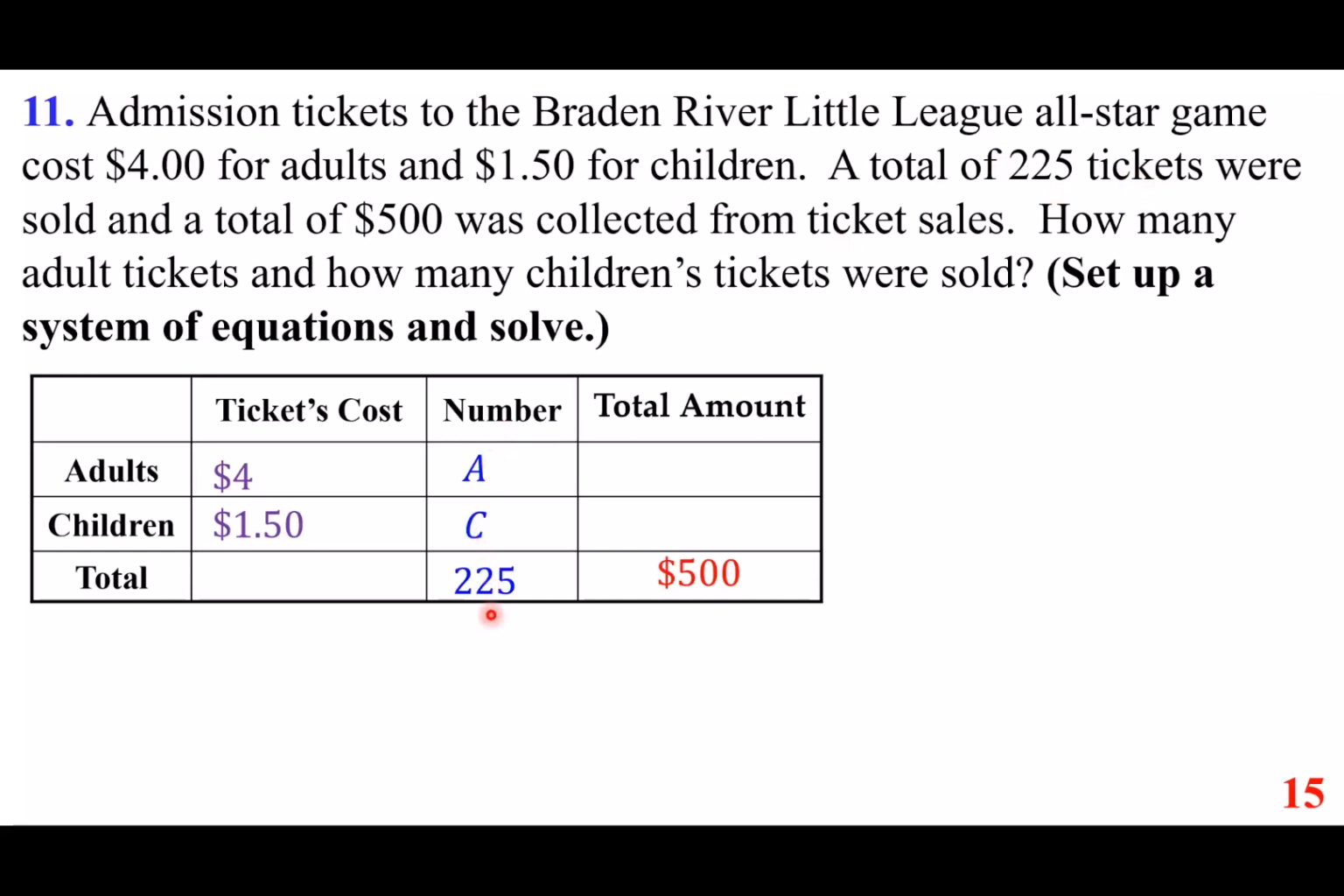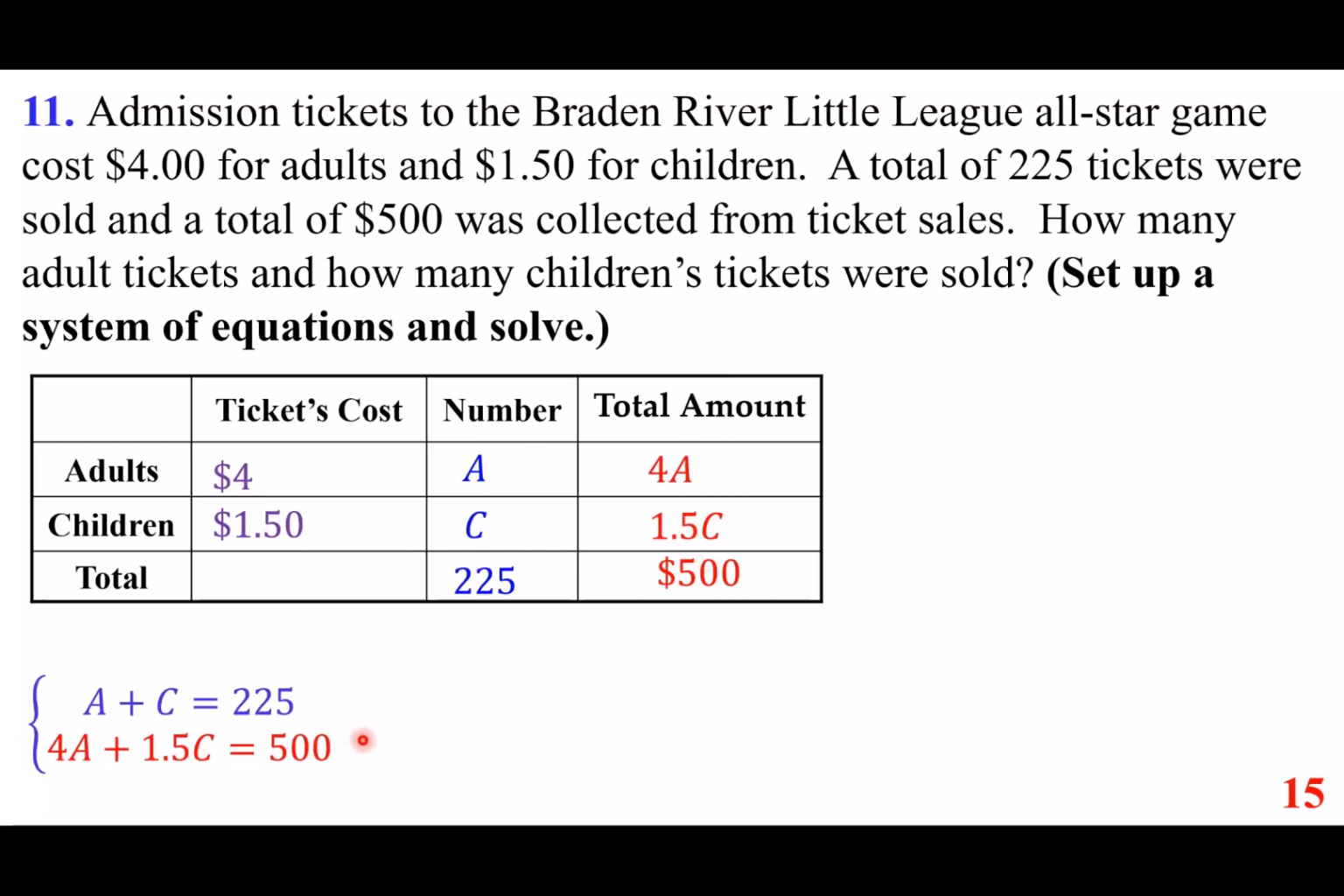And then how much do we collect from the adults? 4 times A. How much do we collect from the children? $1.50 times C. And when we add them up, we get $500. So this last column is the second equation. A plus C is 225, 4A plus 1.5C is 500.